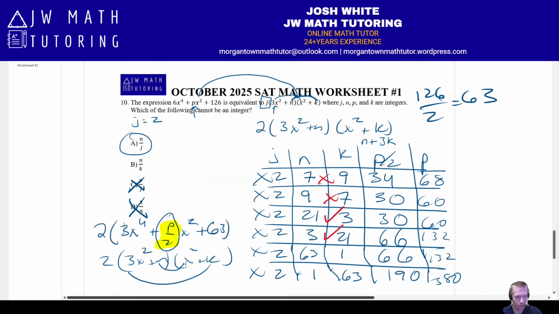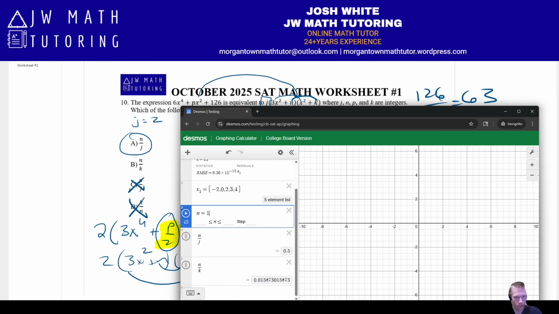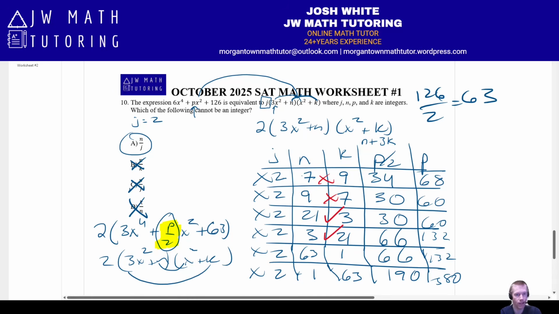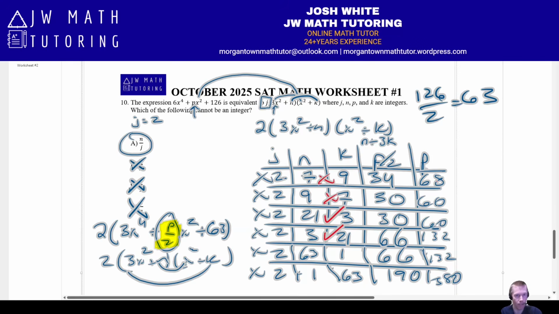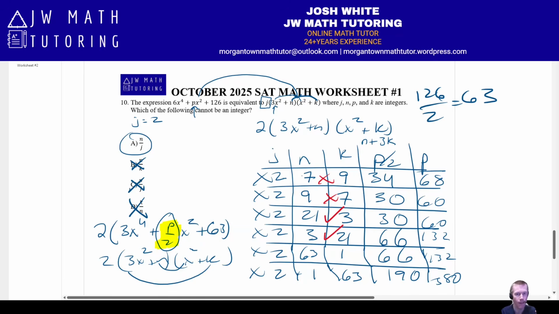So now we're down to 2 that we have to check. Let's just try 63. Notice when I do that, B gives me an integer value, therefore we can eliminate it. So by process of elimination, I've determined that the only one that cannot be an integer is going to be answer choice A. So that's how you can use Desmos to solve this problem.